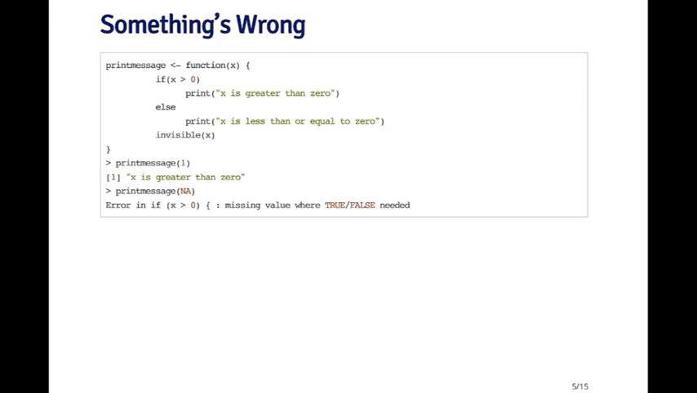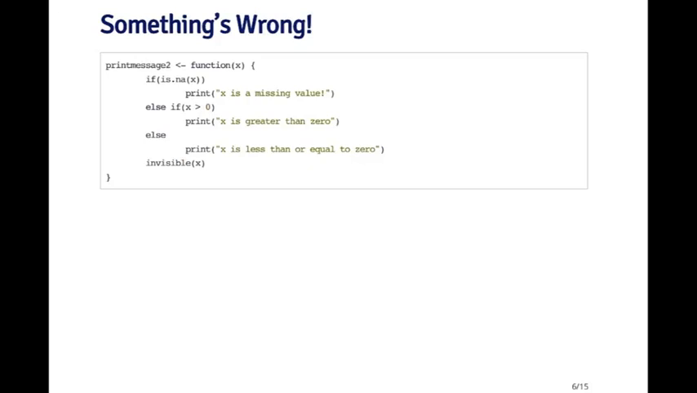Okay. So something went wrong there. Now I'm going to fix this problem, so to speak. I've got a new function, print message 2. The first thing I'm going to do is check to see if the argument is NA. If it's NA, I'm going to print this message, so it's not going to produce an error. It's just going to print a different message. So this function is going to print one of 3 messages for now, and then it's going to return its argument invisibly.